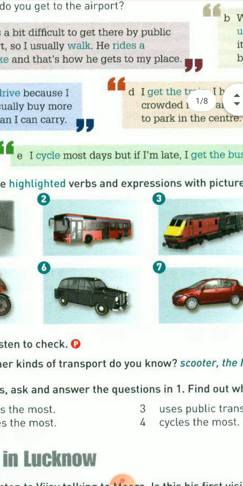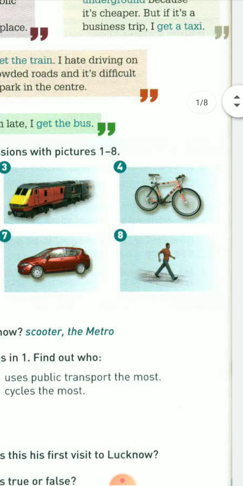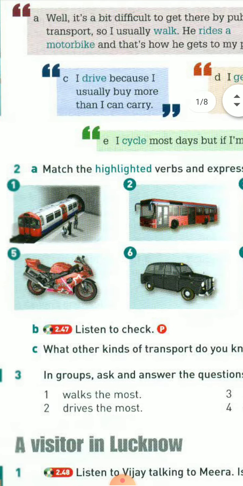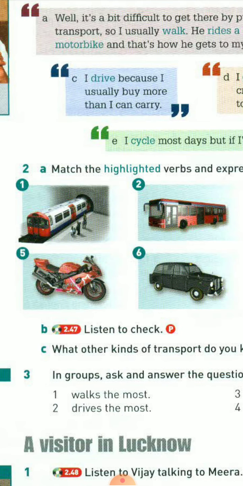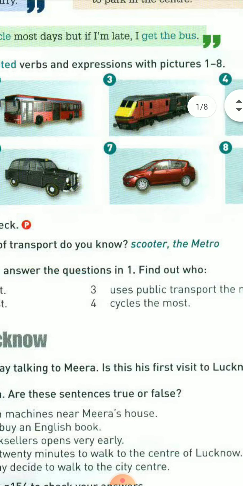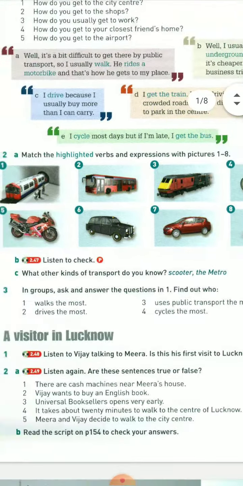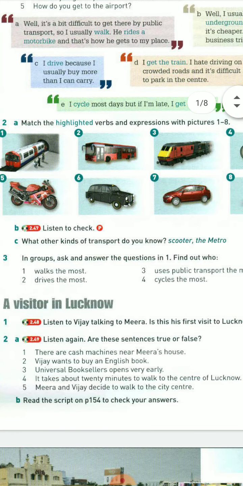Number 3 is a train. Number 4 is a bicycle or bike. Number 5 is a motorbike. 6 is a taxi. 7 is a car. And number 8 is someone walking, a person that walks. Okay, now we are going to listen and check, all right?